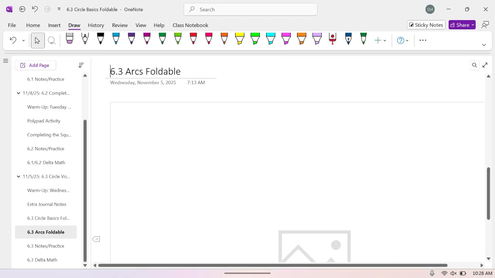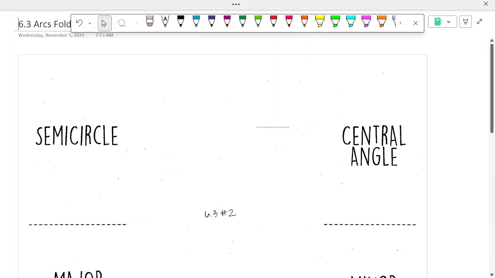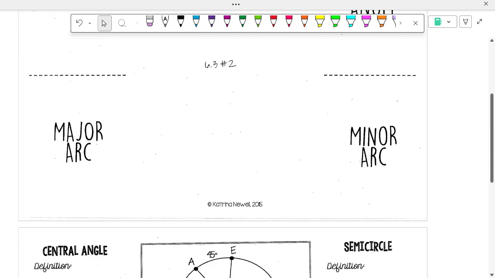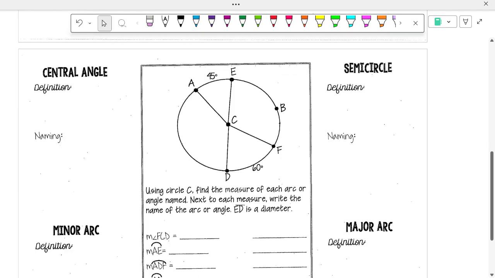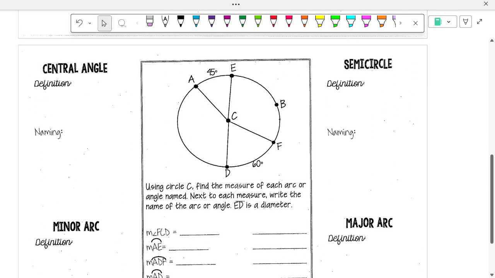So we're going to go to the arcs foldable, that last foldable that you should have. This one, just keep all 6 out because we'll probably switch off a little bit. All right, the last little bit of vocab that we need to know about is in terms of arcs and a couple of basic angles.